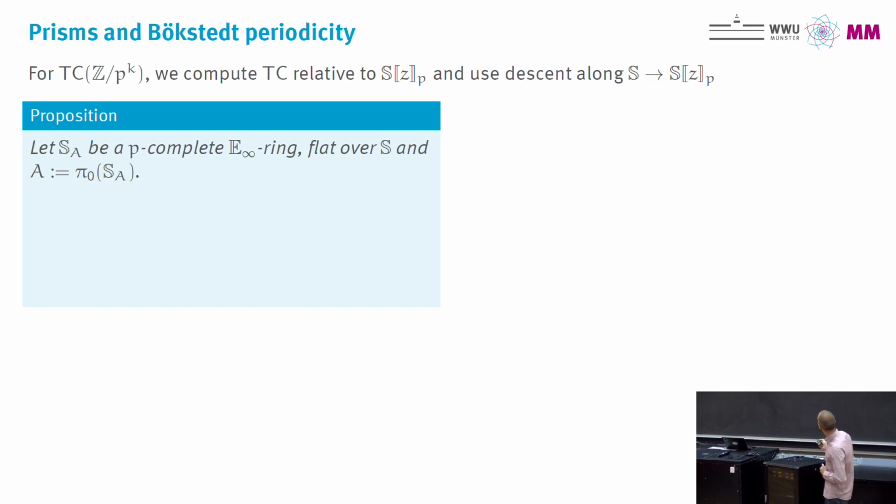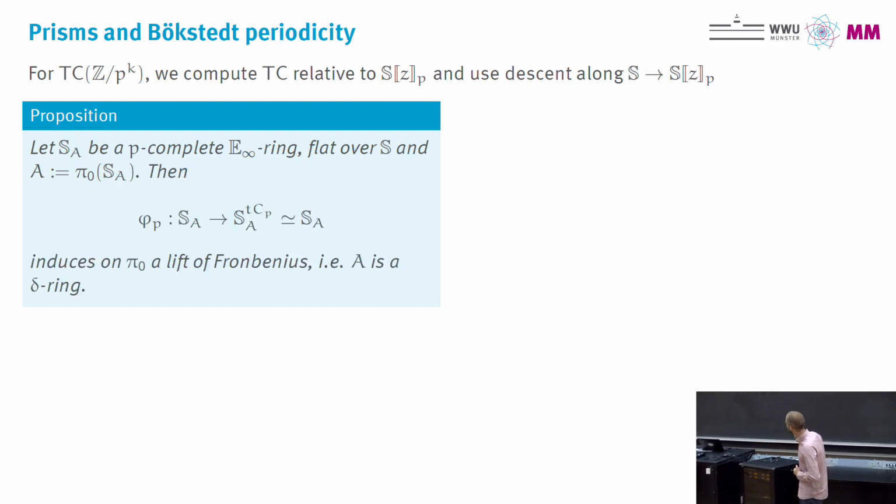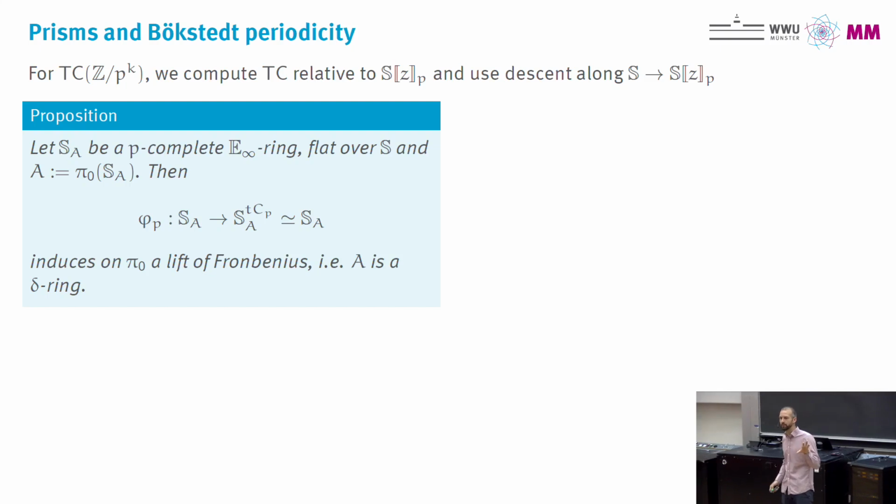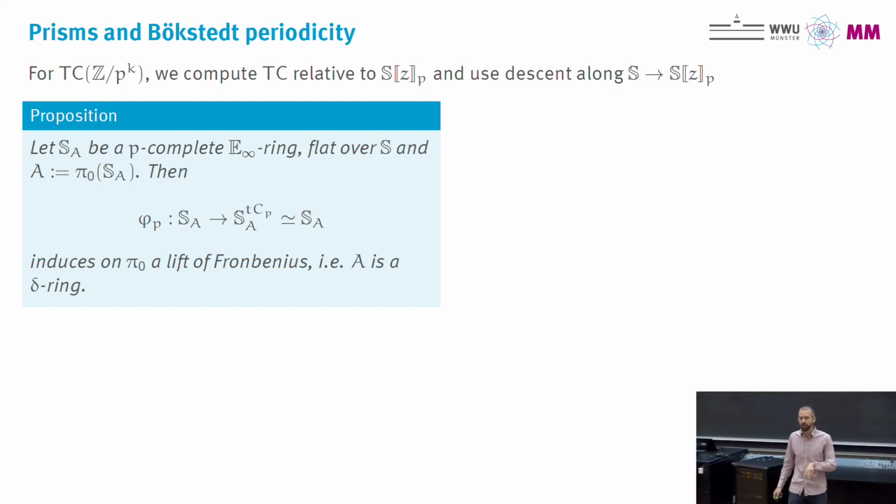And if you are in such a situation, then it turns out that there's also a variant of the Segal conjecture. The Tate construction on that ring is equivalent to the ring itself. So I get that the Frobenius is an endomorphism. And the claim is that in such a situation, the Frobenius induces on pi naught a self-map, and that's a Frobenius lift.